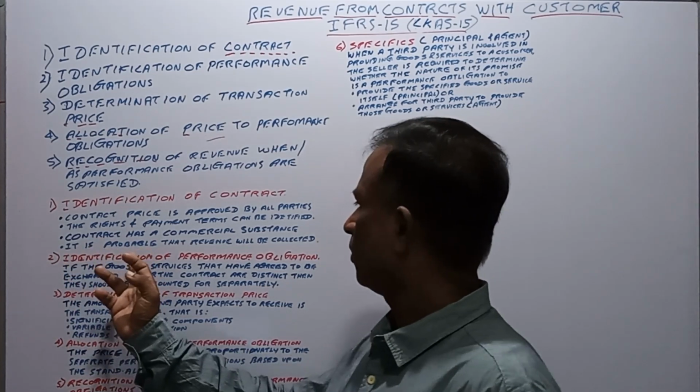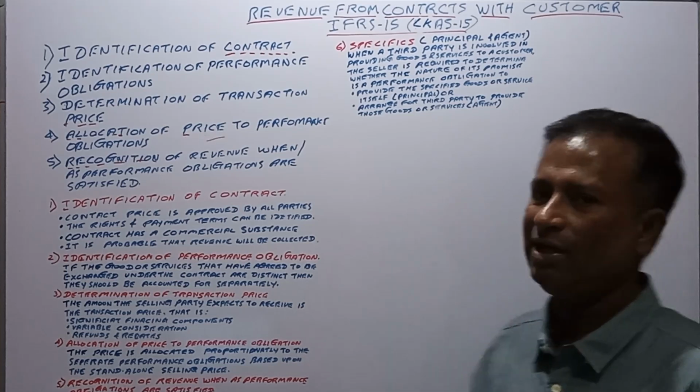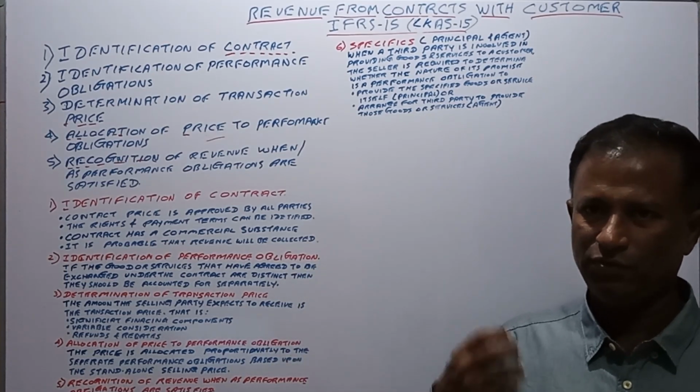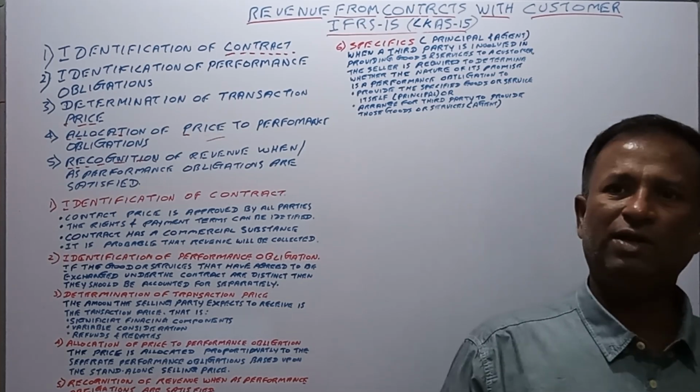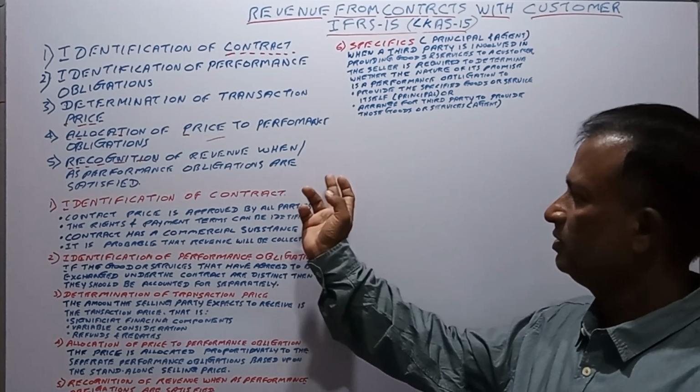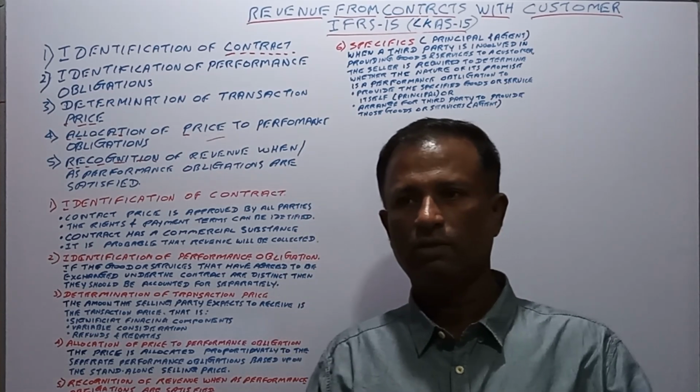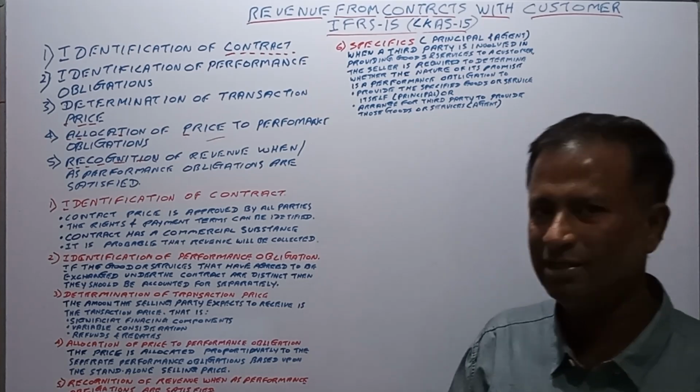It is probable that revenue will be collected. If you supply some goods, you have to get the revenue. Then only is it recognized as a contract. If you supply for free, that is not a contract.